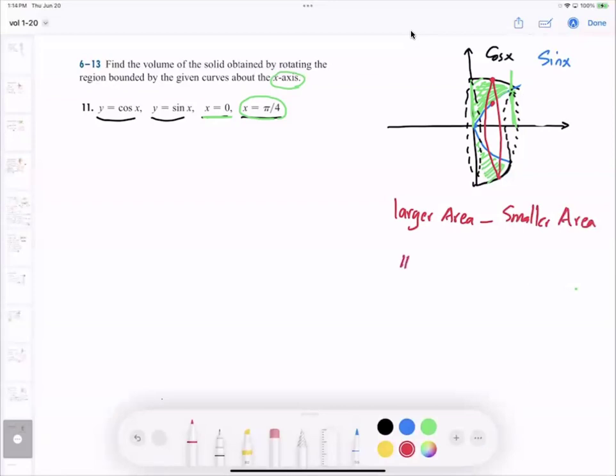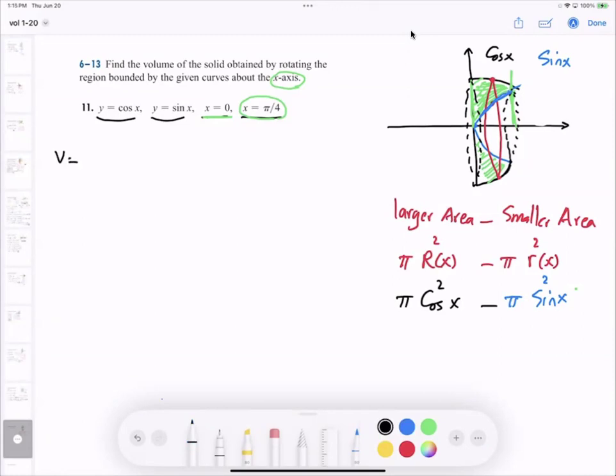The larger area is pi R squared, and the smaller area is pi r of x squared. But this R is located on cosine. So this is pi cosine squared of x, minus the smaller area, which is on sine. You can see it right here. Pi sine squared. Okay, so let's go back to our volume.